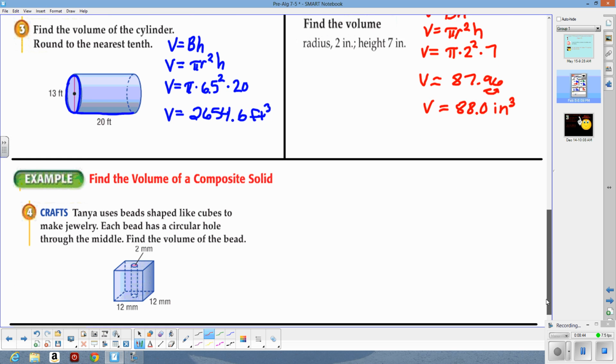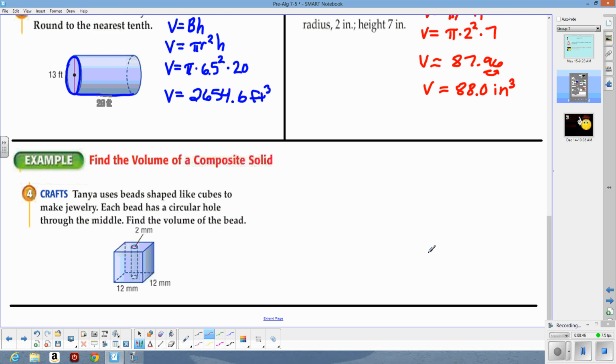Now the last thing that we're going to do is find the volume of a composite solid. It says Tanya uses beads shaped like cubes to make jewelry. Each bead has a circular hole through the middle. Find the volume of the bead. Well, we need to find the volume of the cube, then find the volume of this cylinder that's cut out through the middle here, and take that away from the volume of the cube. So let's start by finding the volume of the cube.